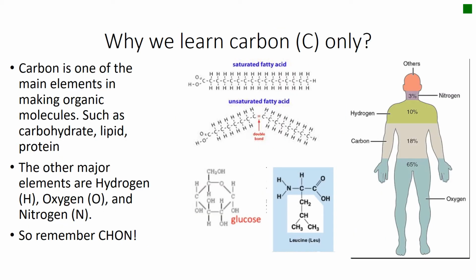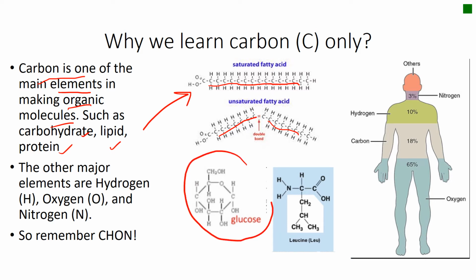Maybe you ask why we have to learn carbon, why the IB syllabus prioritizes carbon. The reason is that carbon is one of the main elements in making organic molecules such as carbohydrate, lipid, and protein. This is the molecular picture of a fatty acid, part of a lipid. As you can see here, there are so many carbons, a long chain of carbon. The same thing happens here. You don't have to worry about this. You will learn about organic chemistry in topic 2 soon after we are done with topic 4, which is ecology.